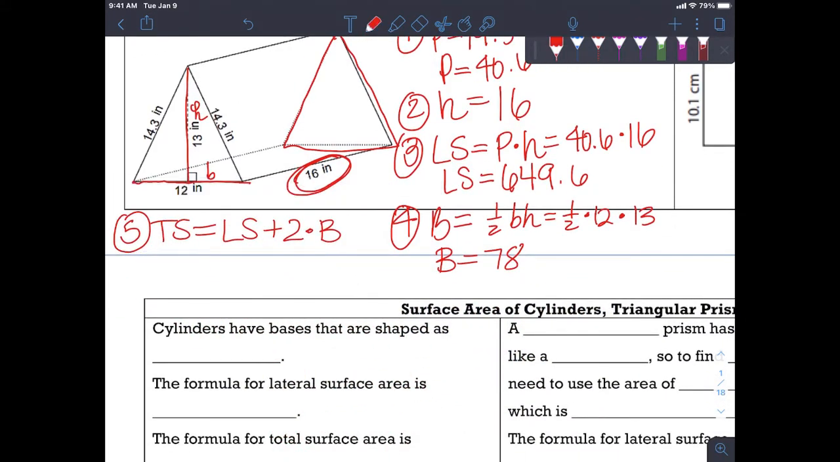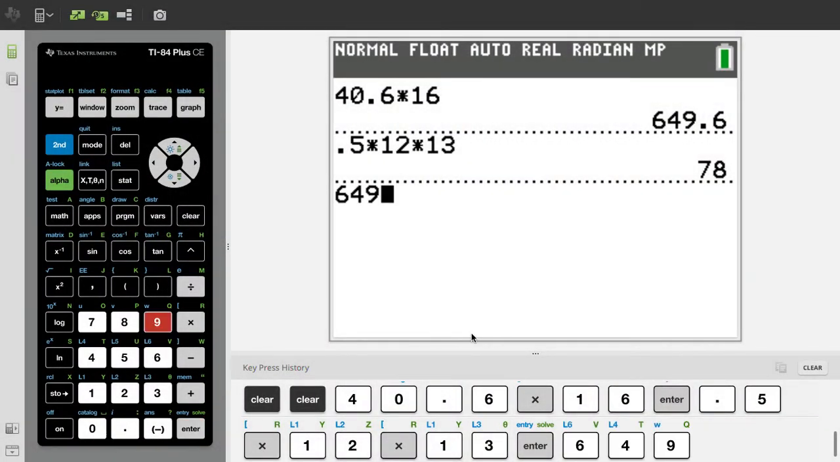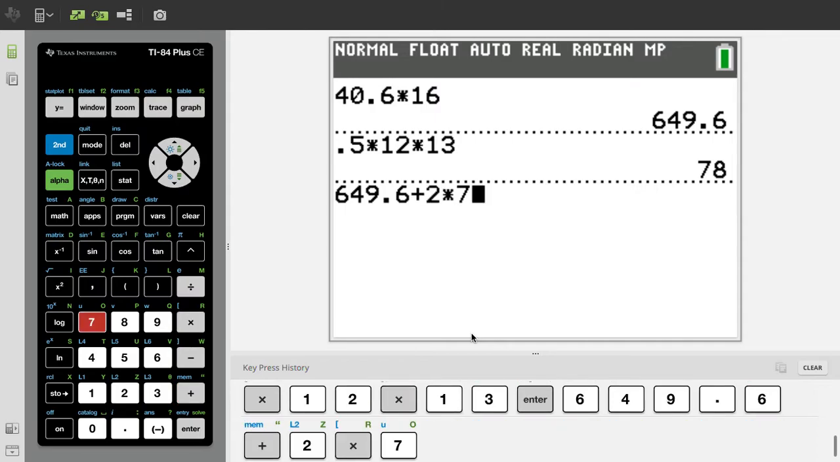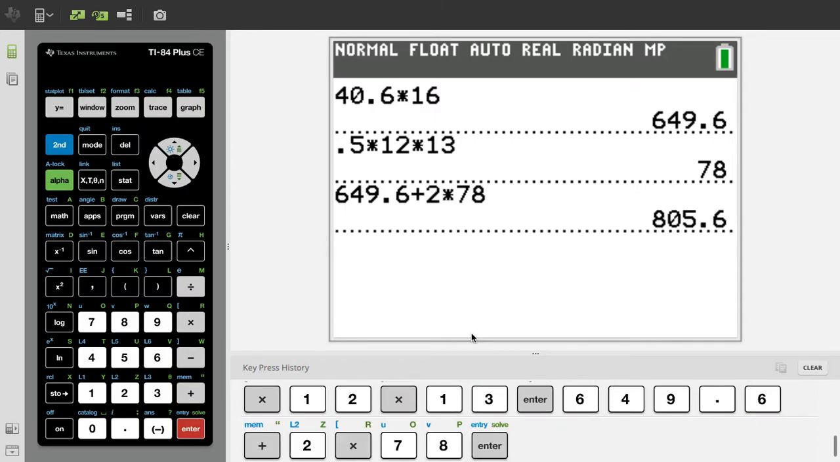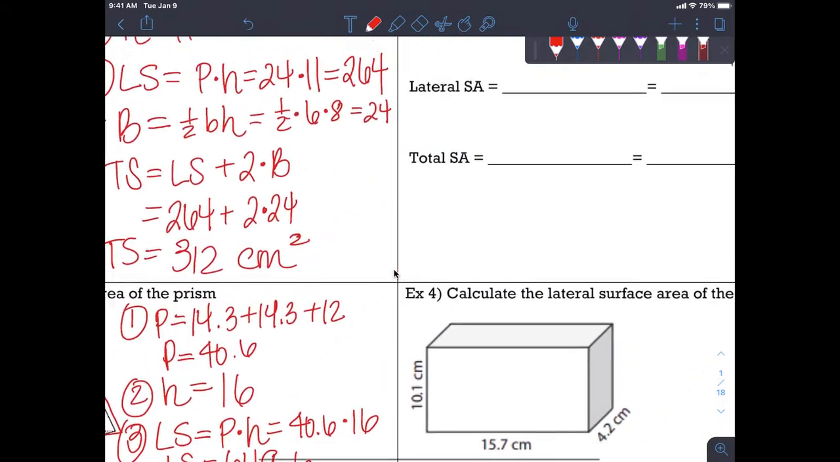So I'm going to go ahead and plug in those values. So total surface area is going to be equal to 649.6 plus 2 times 78. Let's go ahead and drop that in our calculator. 649.6 plus 2 times 78. And I ended up with a total surface area of 805.6 inches squared. And I know it's inches squared because here they told me inches. And I also know that it's squared because it's an area. Area is always something squared. All right, let's try another one.